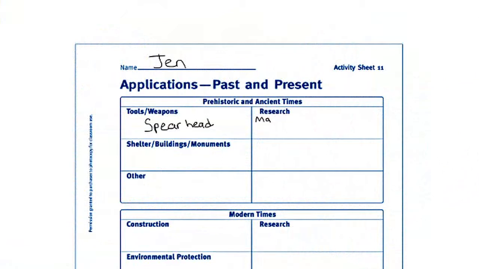To conclude Session 1, tell the students that they should choose one of the applications listed on the activity sheet: tools and weapons, shelter, buildings, and monuments, or some other application, and research it further to learn more about the types of rocks and minerals our ancestors used for such objects and how the objects were made. Instruct students to record their research findings in the right-hand column on Activity Sheet 11.